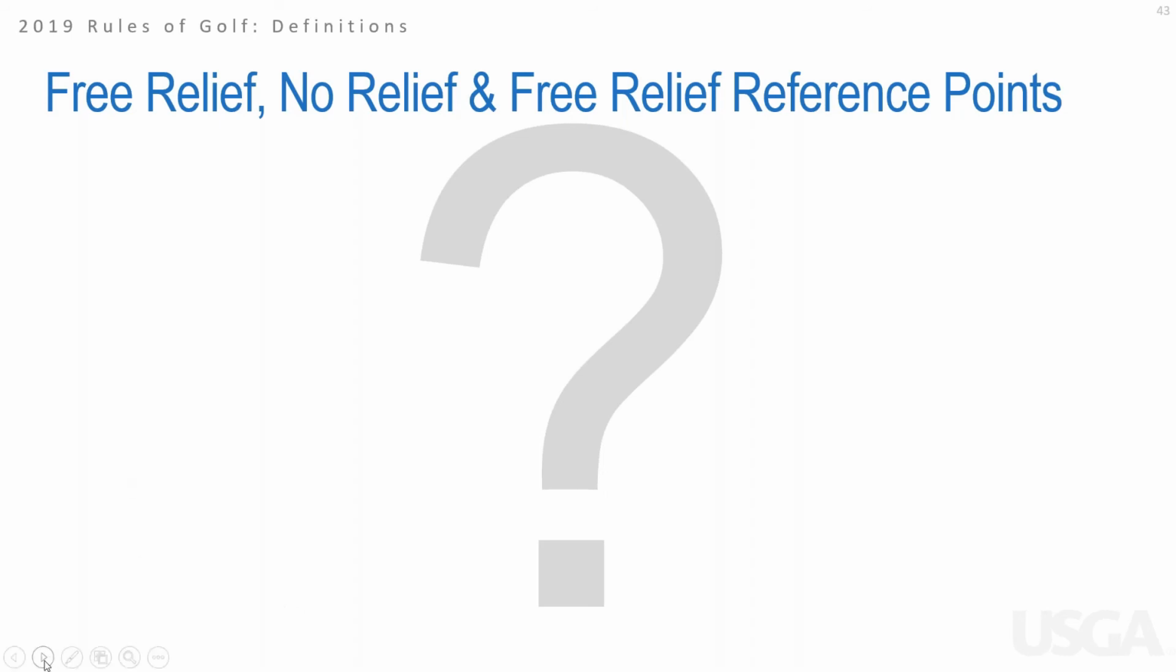If a ball is against a movable obstruction, moves as a result of removing the obstruction, is the ball replaced or played where it lies? Yeah, that's a great question.